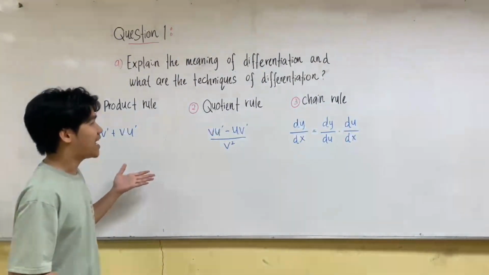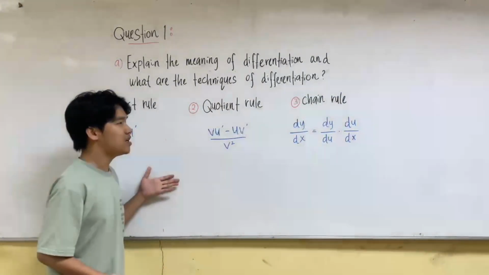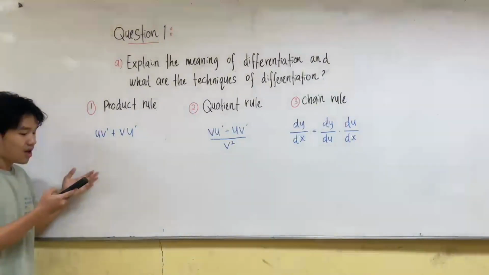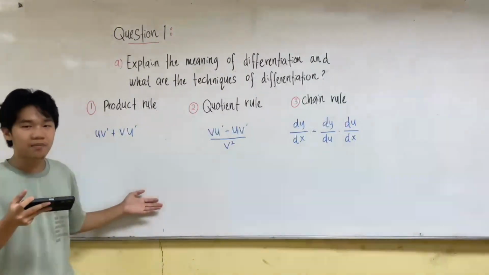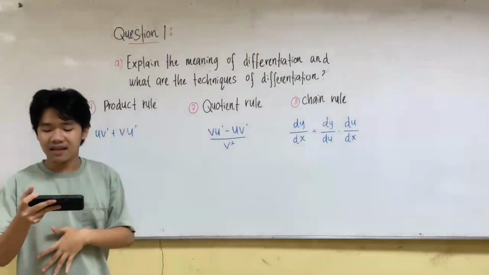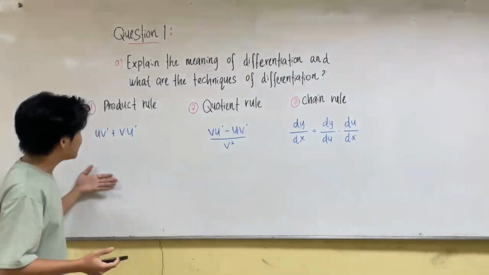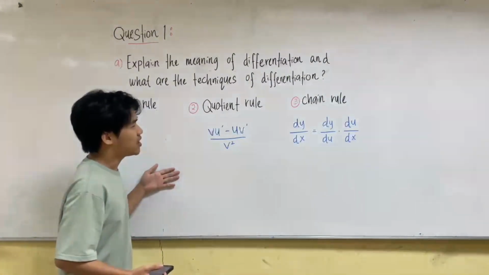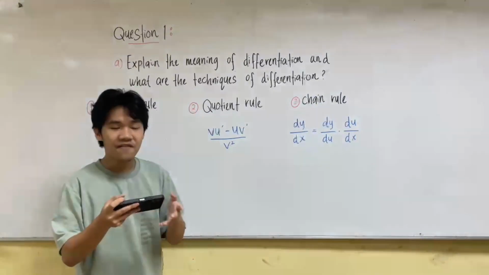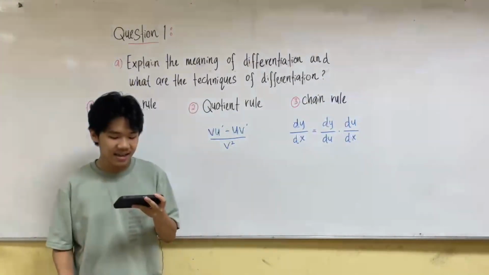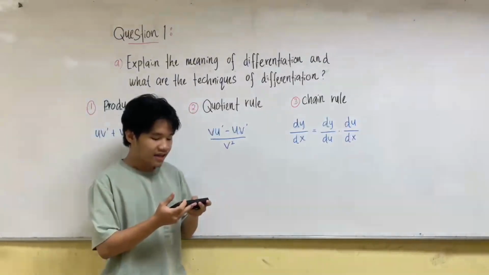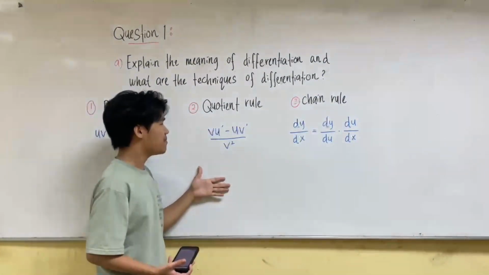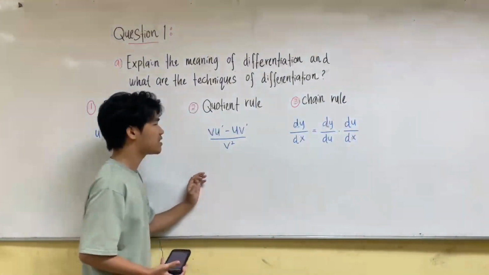And there are a lot of techniques under differentiation, but I'll only be covering 3 techniques. The first one is product rule, where if f and g are differentiable at x, then so is the product of fg. And this is the formula u dv plus v du. Next is quotient rule, where if f and g are differentiable at x and g(x) is not equal to 0, then f over g is differentiable at x. And the formula is v du minus u dv over v squared.